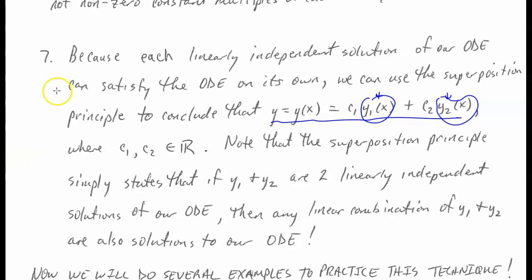Okay? And that's essentially why we do reduction of order, so we can find that second solution to the differential equation, so that we can create this big general solution that has all these functions in it that will satisfy that differential equation.